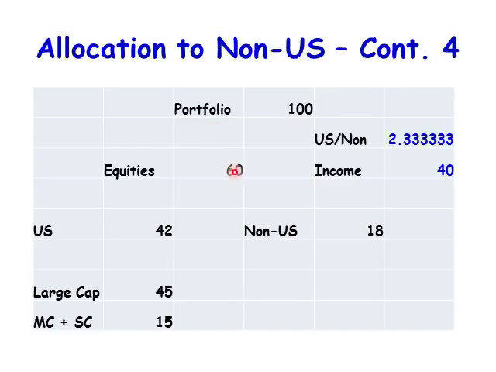I'm constructing a 60 to 40 portfolio where US to non-US is a 70 to 30 ratio. Large cap is 75% of the equities, and the mid cap plus small cap is 25% of the equities. There are formulas in the spreadsheet, and this is a constant 100 here. These are the two numbers that depend upon which kind of portfolio I'm building.